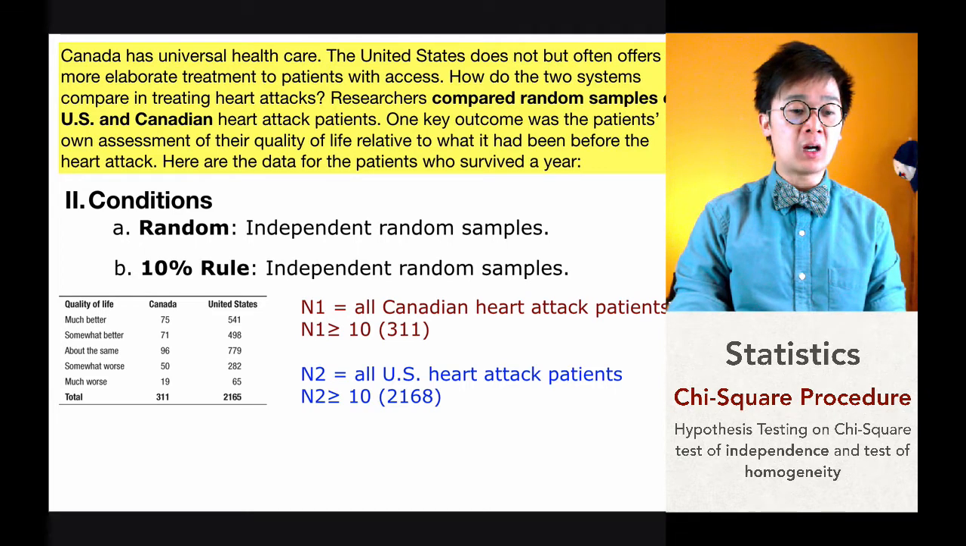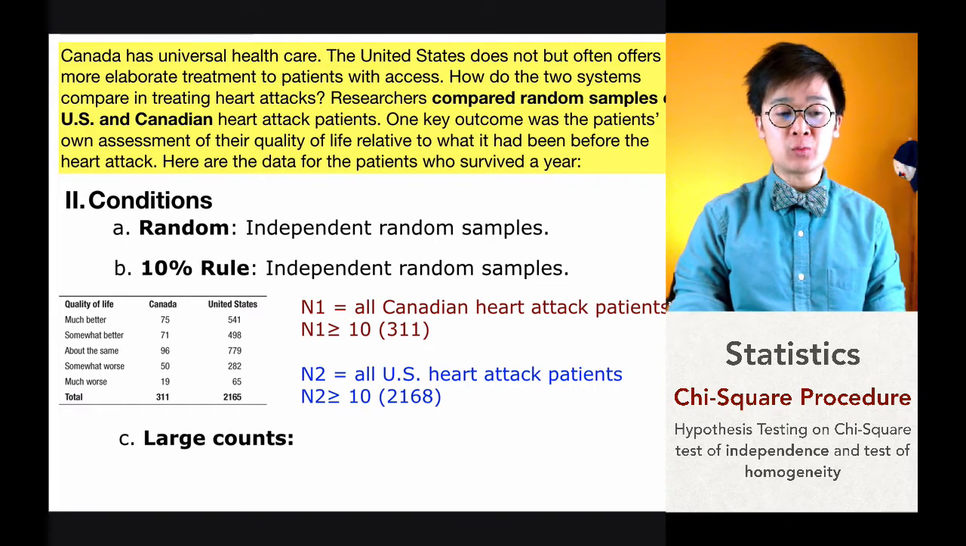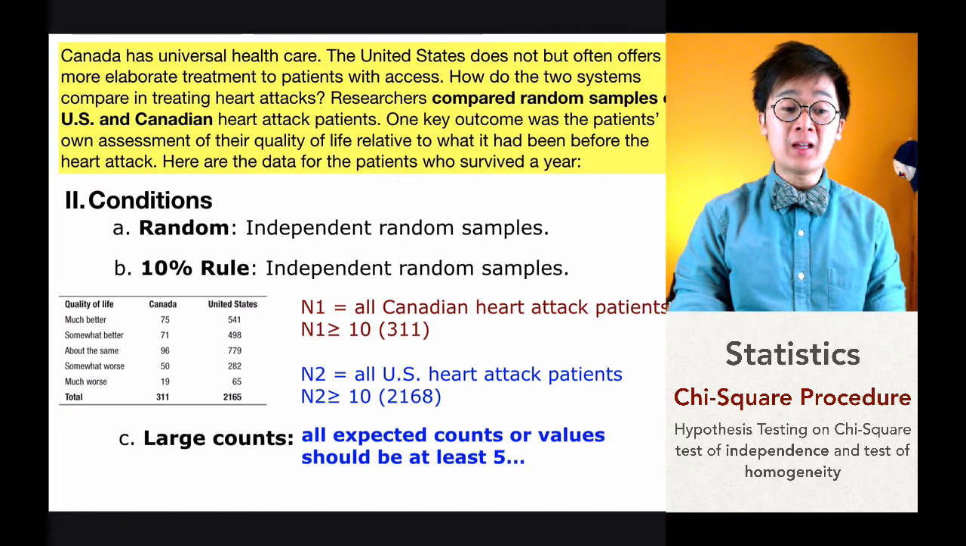And for our second parameter, which will be the US heart attack patients, the big N or N sub 2 would be greater than 10 times the sample size of 2,168. So in this case, the 10% rule is also satisfied. And for the last condition, the large count condition, all we need to do is compute the expected value for each category for the two samples, and all of them should be greater than or equal to 5.